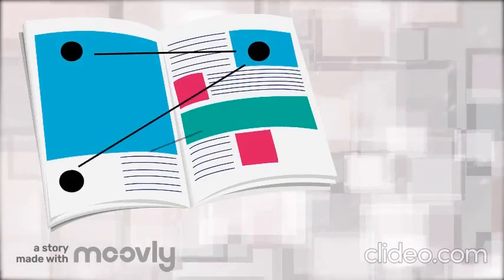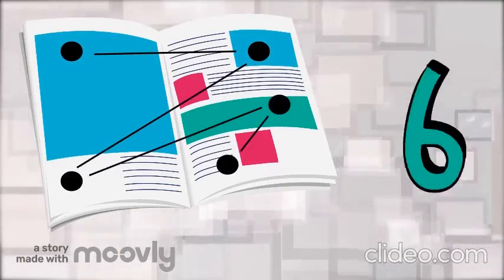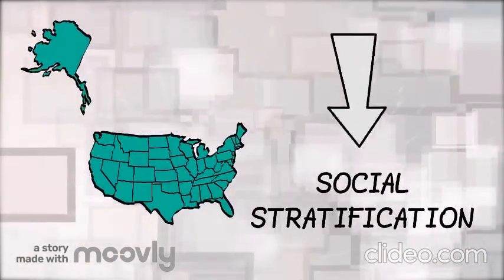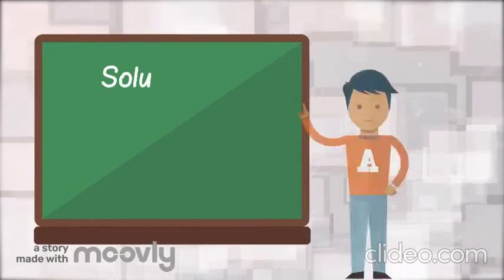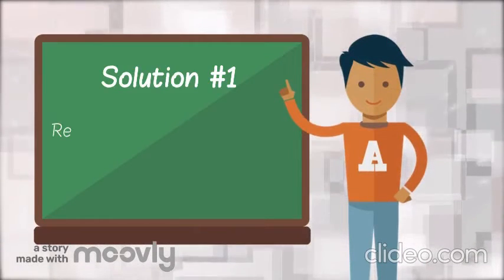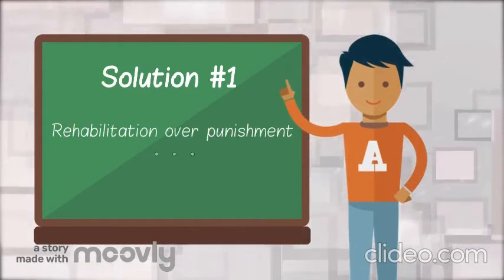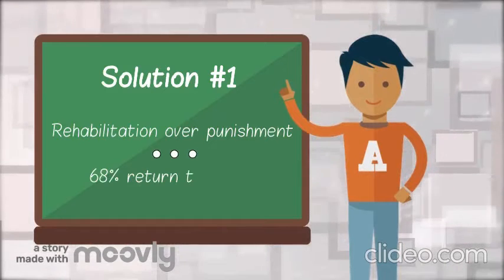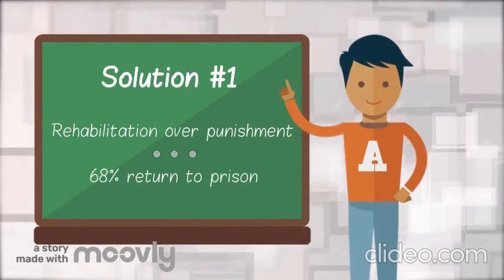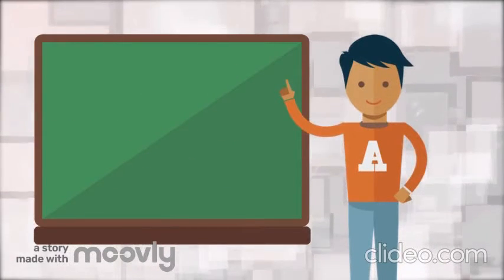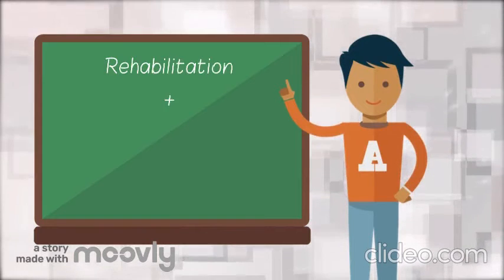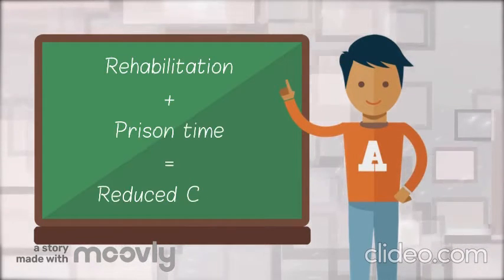Using our research as a guide, we have come up with 6 possible solutions to reducing social stratification within the United States. First, the U.S. criminal justice system needs to emphasize rehabilitation over punishment. With the current system, 68% of offenders return to prison after release. However, there is evidence that rehabilitation programs in combination with prison time reduces crime and can be cost-effective.